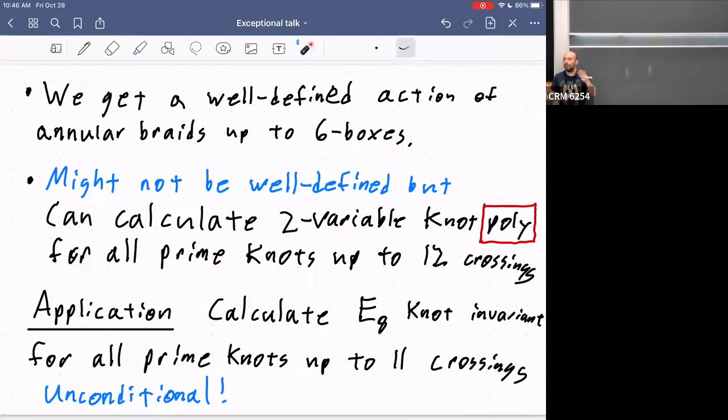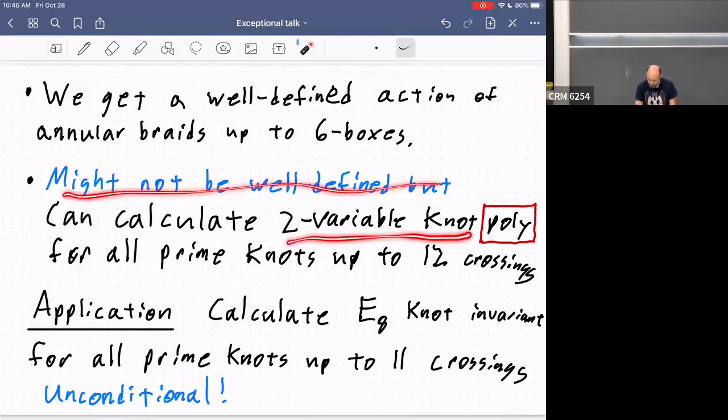It's only well-defined up to moves only going through, so this is what we call Conway girth six. If your knot has Conway girth six, you get an answer, but it might only be well-defined up to isotopies that only go through Conway girth six diagrams. Okay, so it might not be well-defined, but we can calculate it. I wrote polynomial here. At first glance, it should only be rational functions.